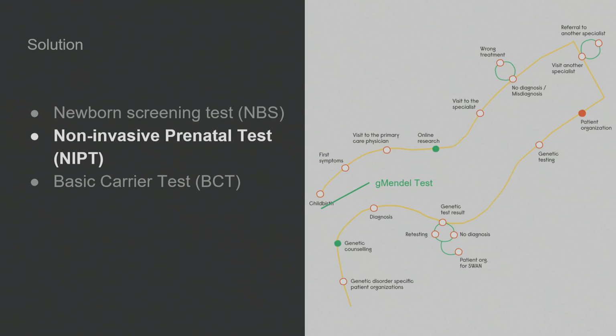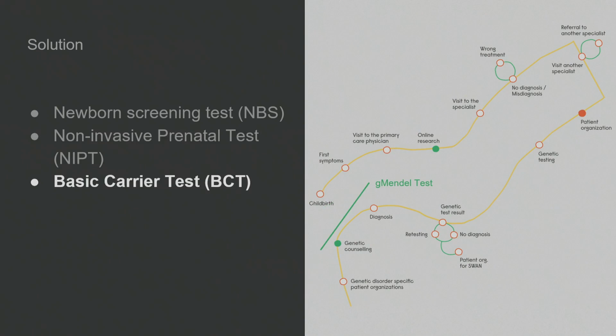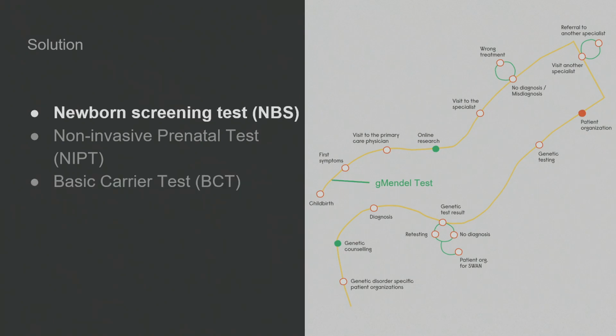The second kind of test is the non-invasive prenatal test, which happens before the child is born. So you screen the child for any genetic disorders that might come up. And the third kind of test happens even further down, which is basically screening of the parents if they're carriers of any rare genetic disorders. So they can know beforehand if they even want to have a child.